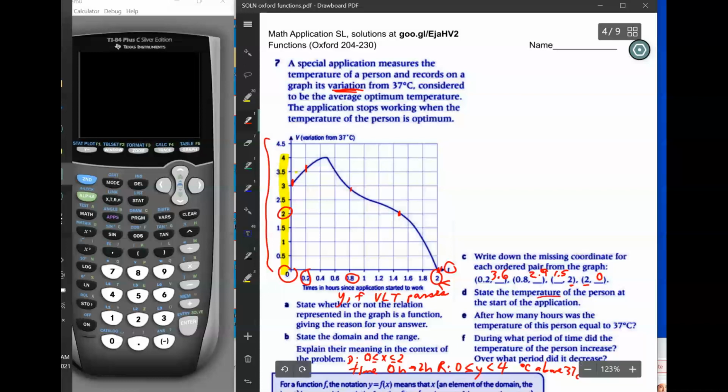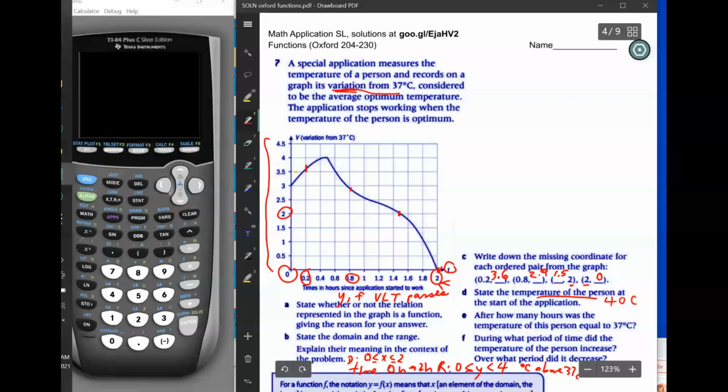State the temperature of the person at the start of the application. So of course the start is right there, and the temperature at this time looks like it's slightly above 3. No, it is 3. But remember, V is 3, and it asks for the temperature of the person, so you really need to do 37 plus 3 because it's the variation from 37, so that would be 40.